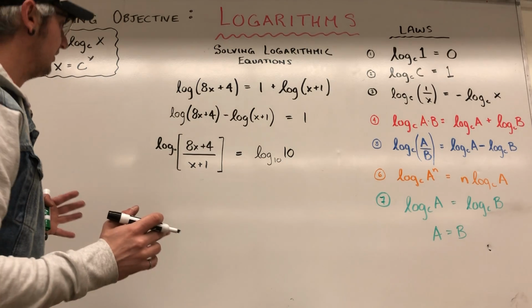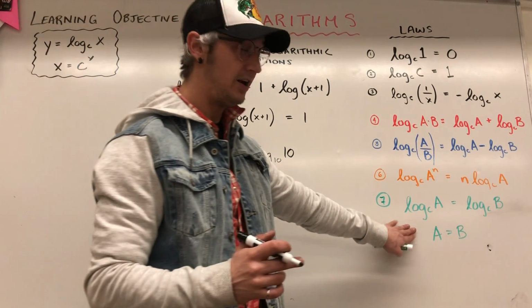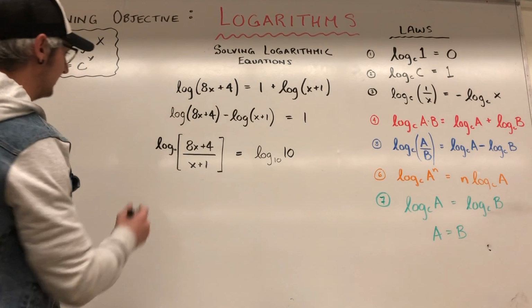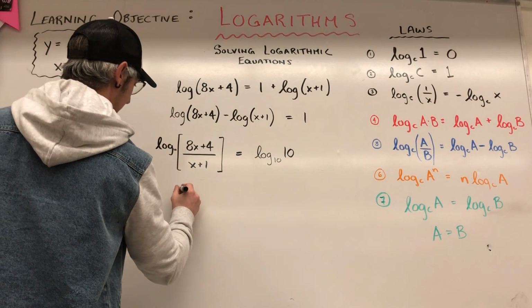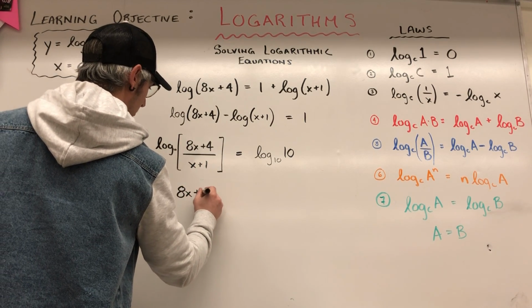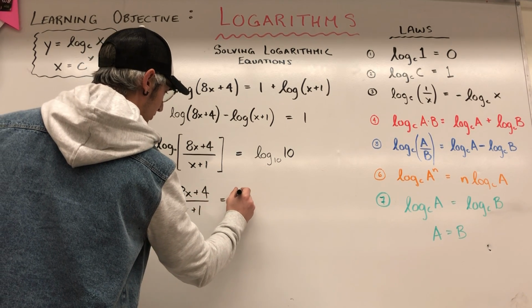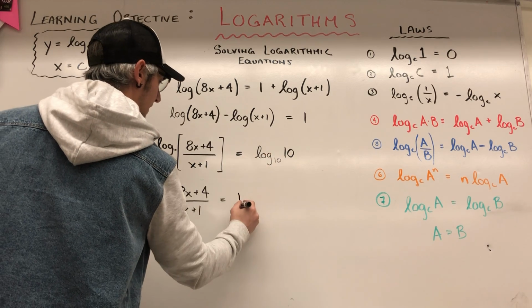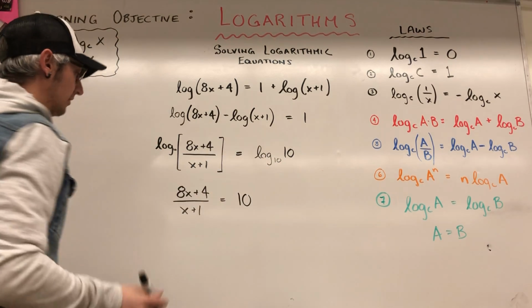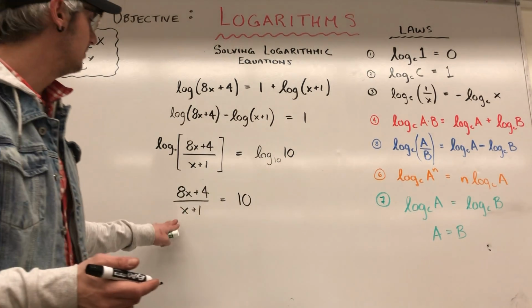There we go. So now I can use this law here, and I can rewrite this. I can basically ignore the logs now and just write it as (8x + 4)/(x + 1) is equal to 10, because I ignore the log part. Okay, now I can solve for x.